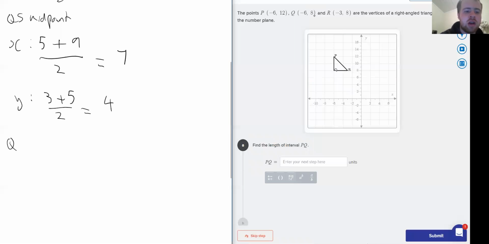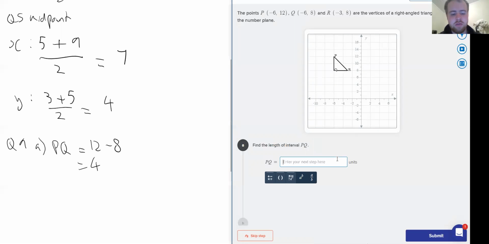So this is question 9. Okay, PQ, the distance is just going to be 12 minus 8. We start at 12, we go down to 8, so the distance covered is just 4. So we can put in 4 as our value of PQ, the vertical side there.